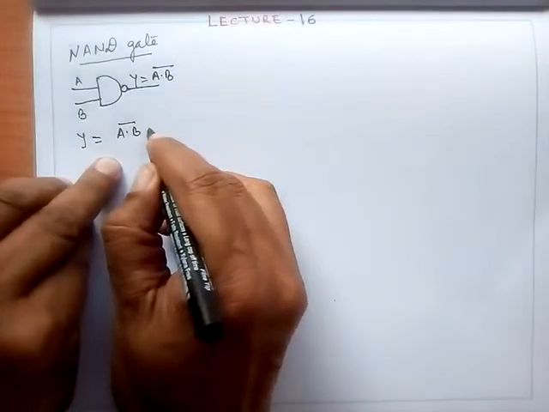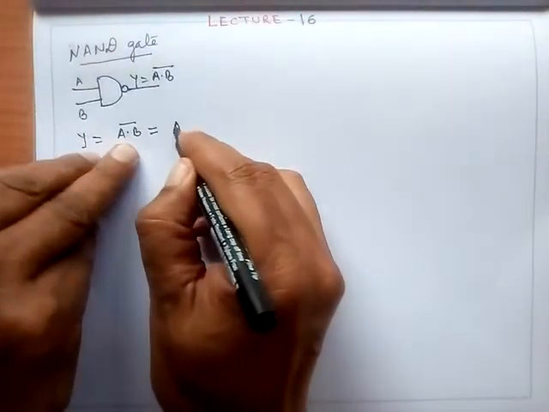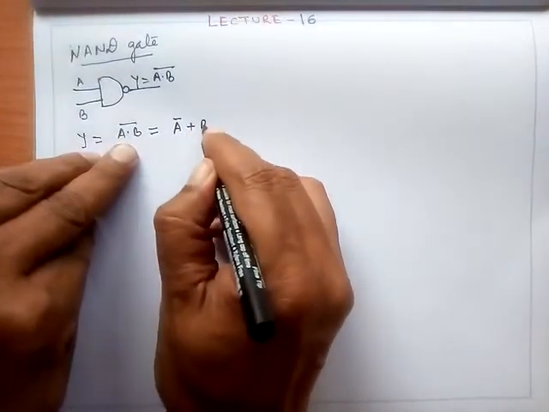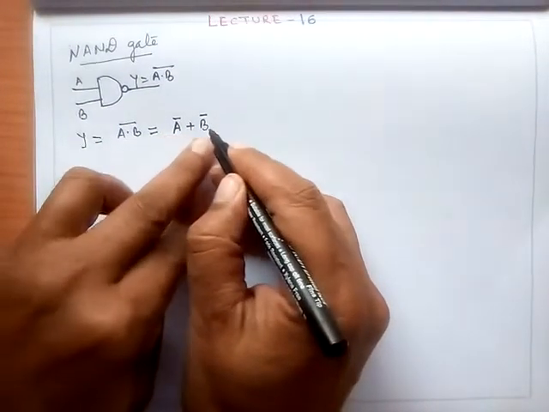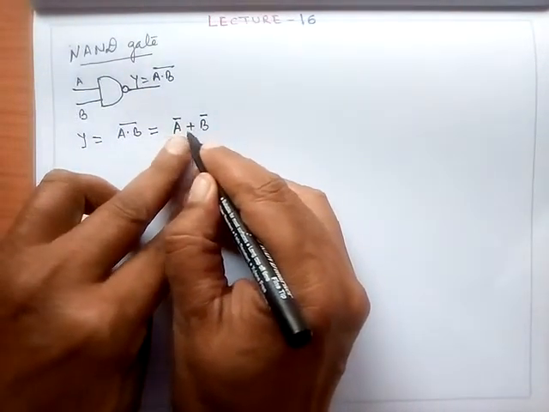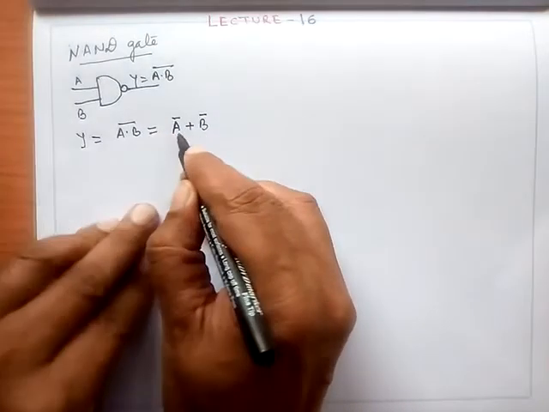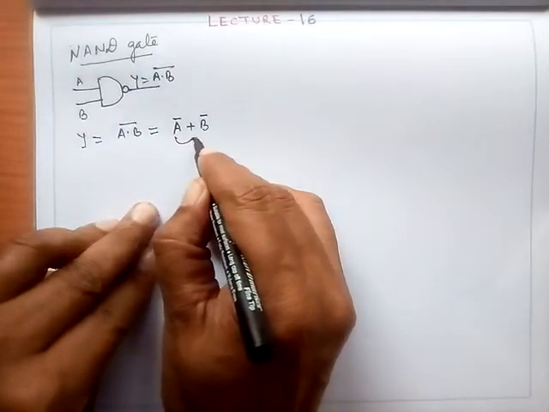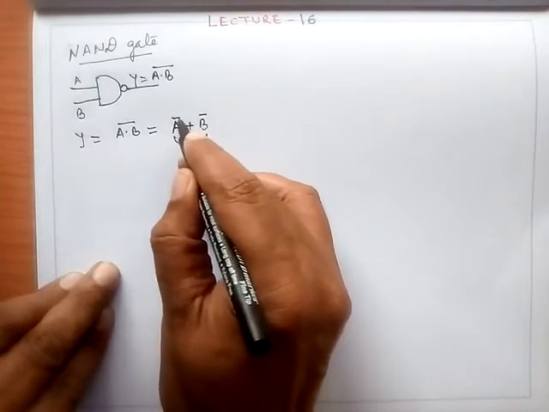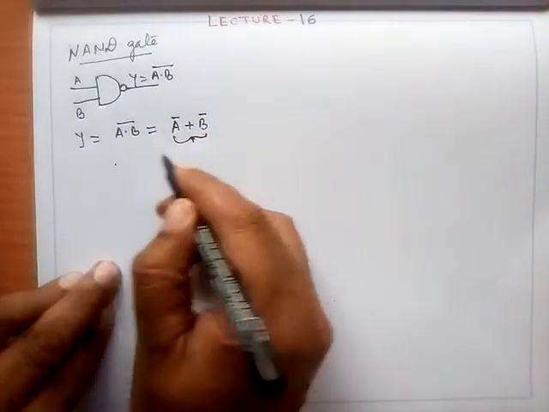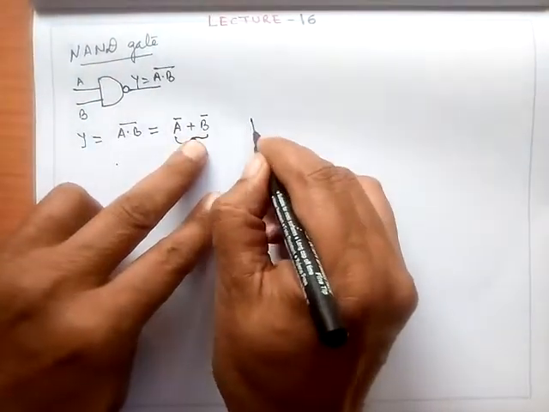Now if I expand this by De Morgan theorem, I can say that this A dot B whole bar is equal to A bar plus B bar. Now this A bar is a complement, a NOT operation, and this plus sign indicates an OR operation. This particular function can be represented with the help of, suppose I need A bar, how will I obtain A bar? With the help of NOT gate. So this can be represented in this form.